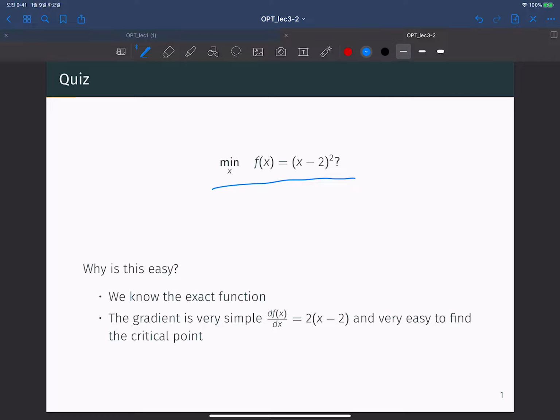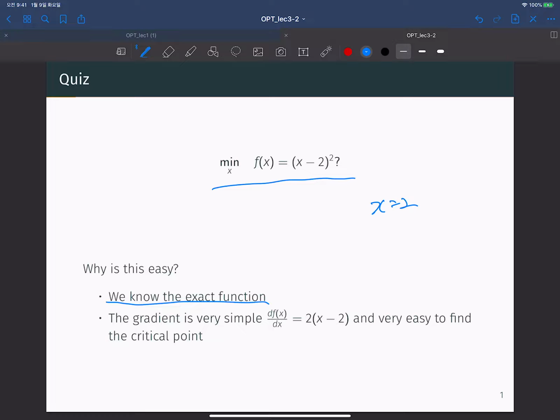I think this is very easy and you can very easily find the solution. x equals 2, and the objective function is minimized with value 0. So why is this problem so easy? Because we know the exact function, right? So from the equation we can easily say x equals 2 minimizes the objective function.